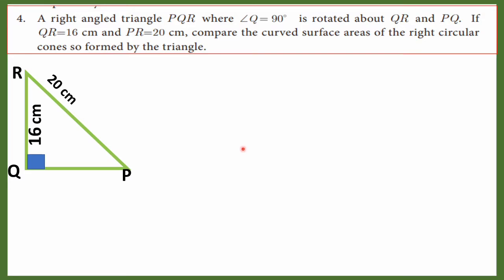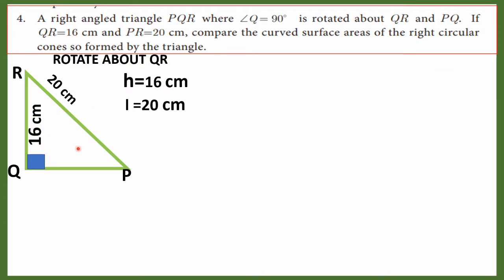Here we rotate this right angle triangle about two axes, first one QR and second one PQ. We have to find the curved surface area. See the diagram. According to the given data, h and L are given. But what's the formula for curved surface area? πrL. So we need to find r.